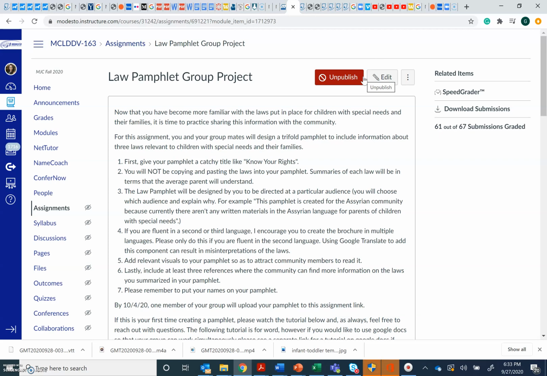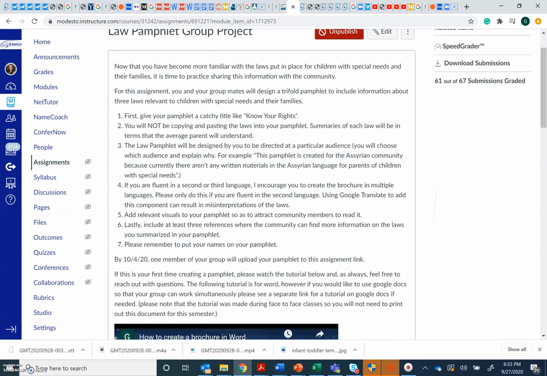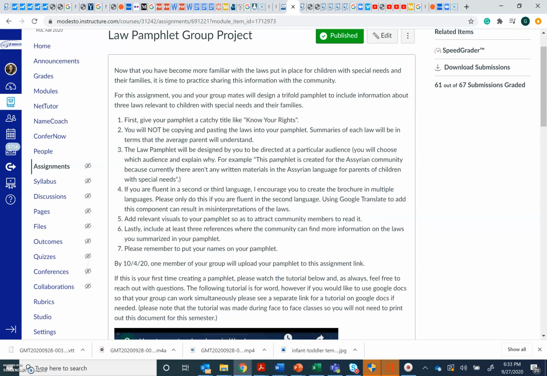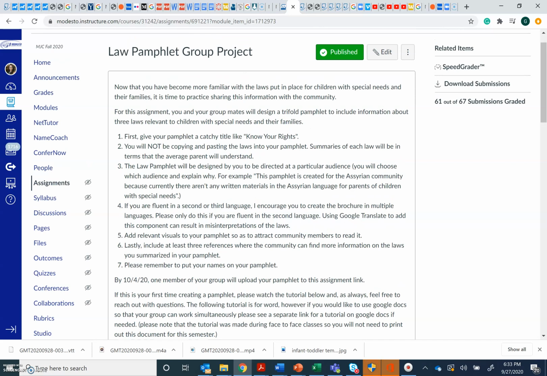There were a few groups that did an excellent job working together, and it shows in their final product. So, just like for the previous example, I have outlined and included 2 different law pamphlets that were exceptionally done as an example. Again, please do not copy and paste. I'm not asking you to copy and paste the legislation. This is a way for me to see what you know about these laws. So please put them in your own words.